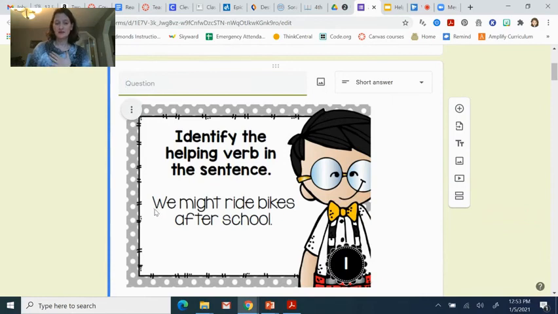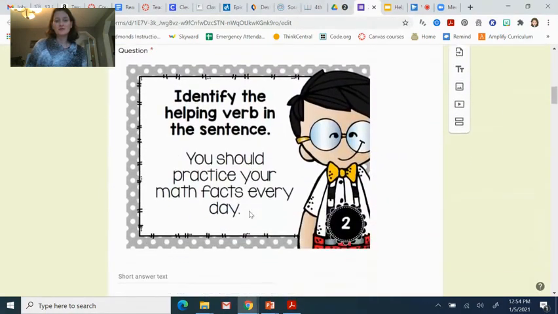We've got a subject, we might ride bikes after school. Well, what's the action verb? Ride. And the helping verb always comes before the action verb. So what comes right before ride? Might. Yeah, that kind of lets us know a time and kind of sets the tone. We might ride bikes. So might is the helping verb here. Okay, so that's the first one. And you will see more questions like this that you can work on yourself.